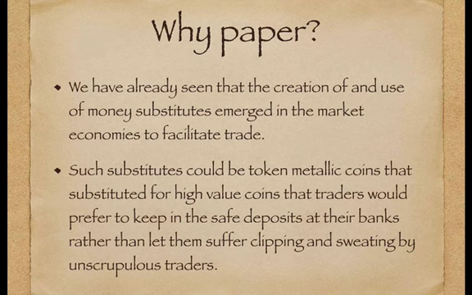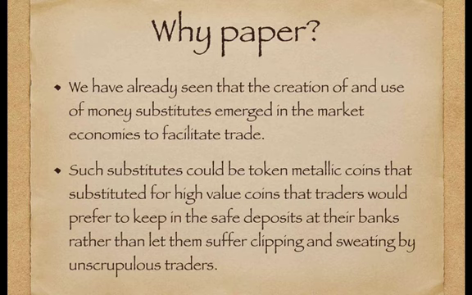Now, why paper? We've already seen in the other lessons that the creation and use of money substitutes emerged in market economies to facilitate trade. That is, remember that money was never invented. Such substitutes could be token metallic coins that substituted for high-value coins, because traders would prefer to keep them in their safe deposits at the bank rather than let the high-value gold or silver coins suffer clipping and sweating by unscrupulous traders. Sweating, remember that.